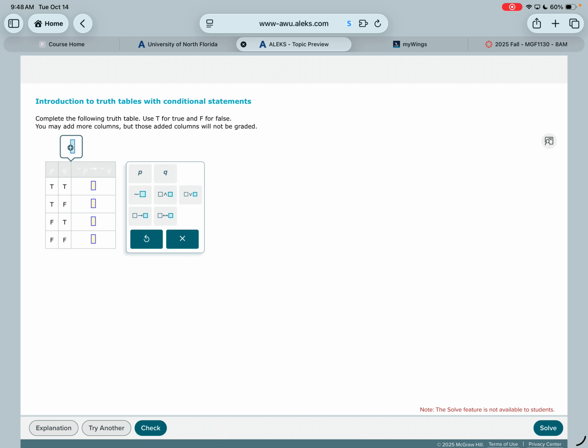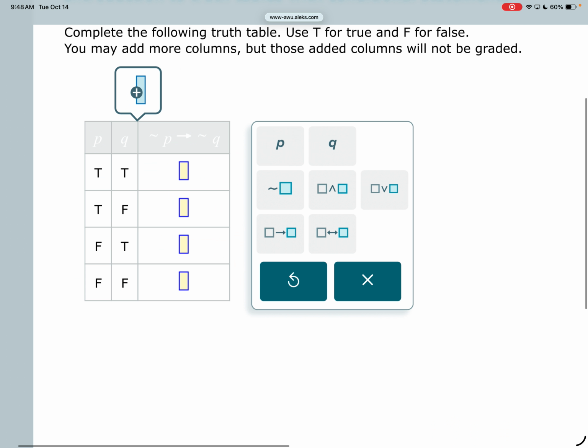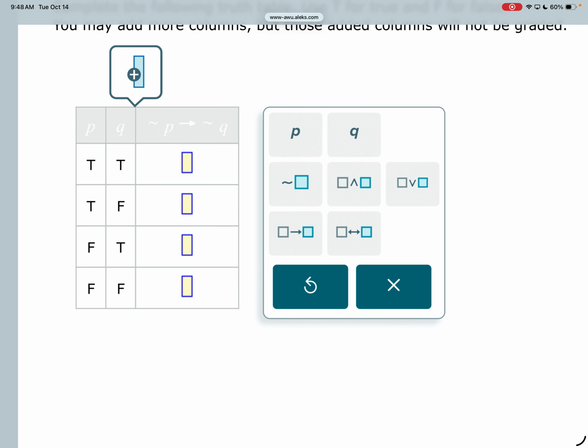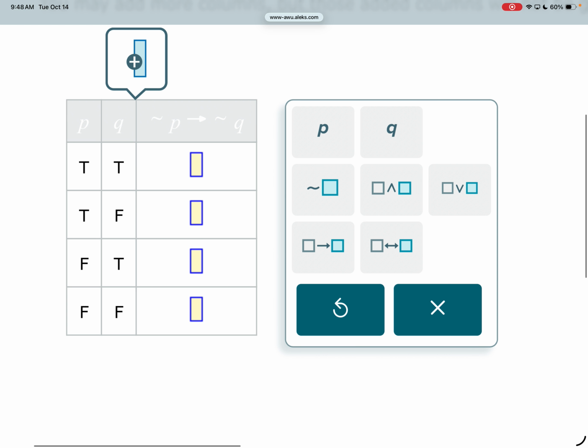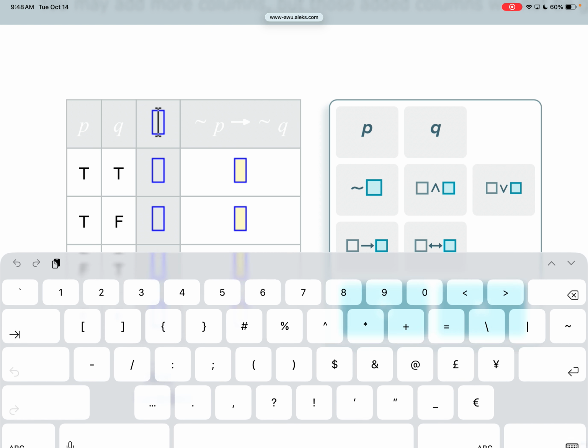See if they give me a little bit of a harder one. Okay. Not P and not Q. So this is squiggly line P, arrow, squiggly line Q if you can't see it. If not P, then not Q. So the first thing we want to do is find not P.